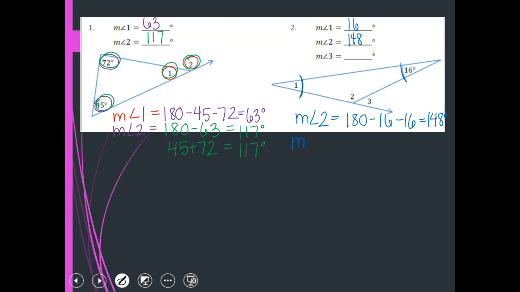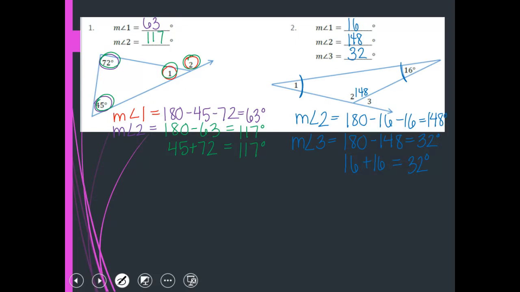Now if we're finding the measure of angle 3, we know that it's either going to be 180 minus 148, because that's the measure of angle 2, or it's going to be 16 plus 16. Which one would you rather do? Personally, I'd rather add 16 because I can do that even in my head. But either way, I'm going to get the same answer. So this is 32 degrees.